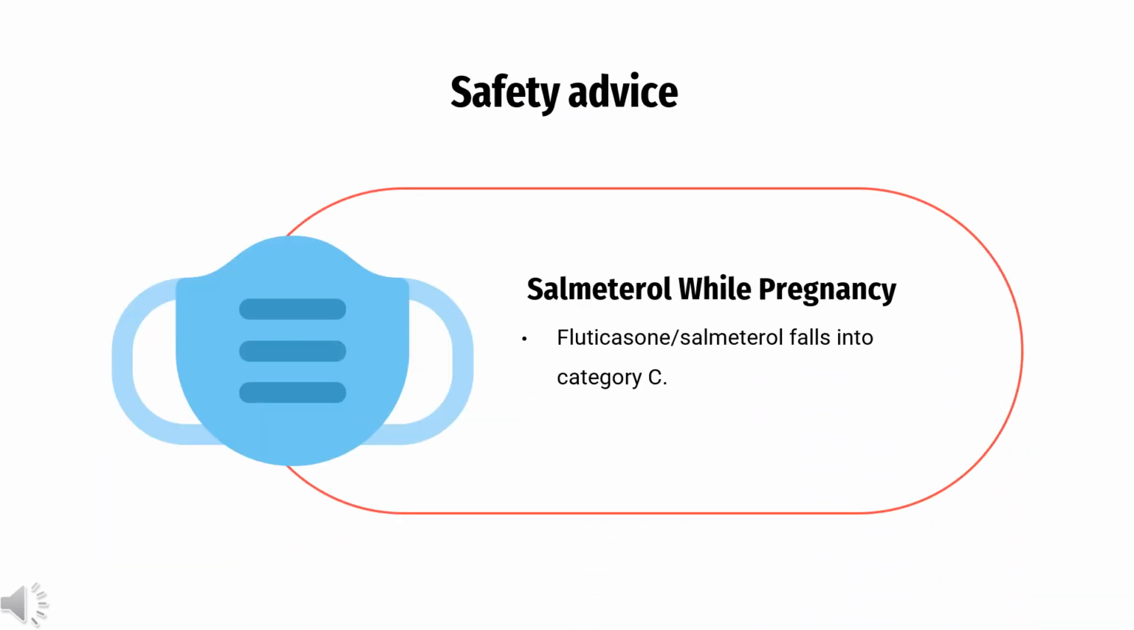Safety advice. The FDA categorizes medications based on safety for use during pregnancy. Five categories A, B, C, D, and X are used to classify the possible risks to an unborn baby when a medication is taken during pregnancy. Fluticasone/salmeterol falls into category C.